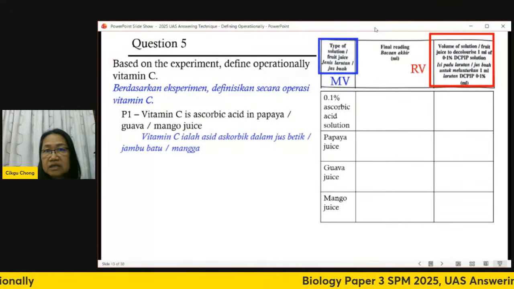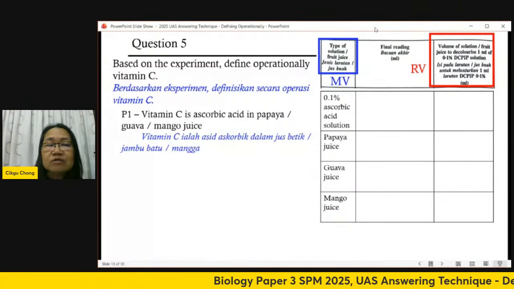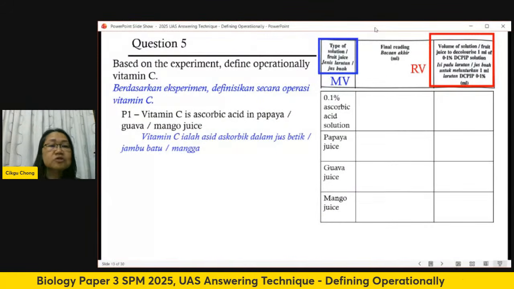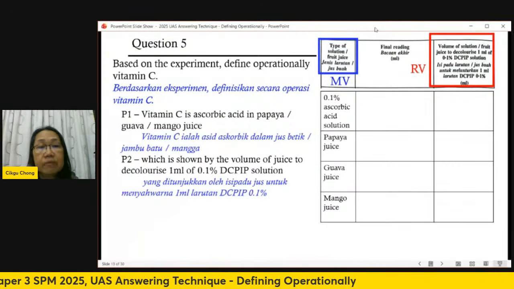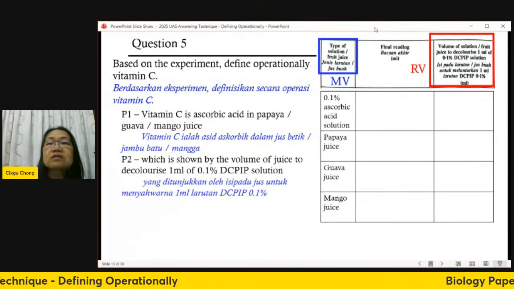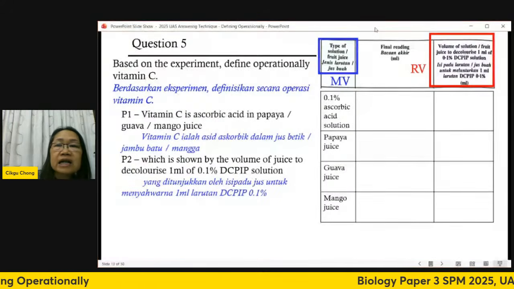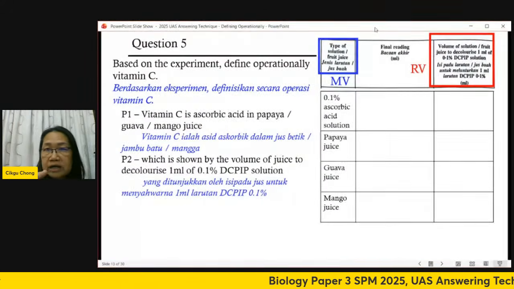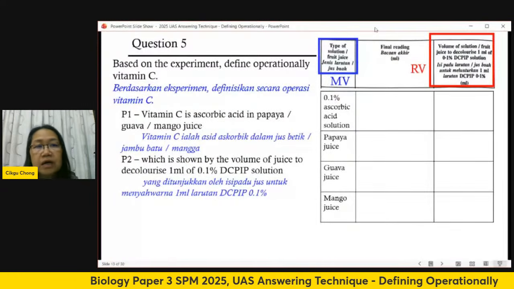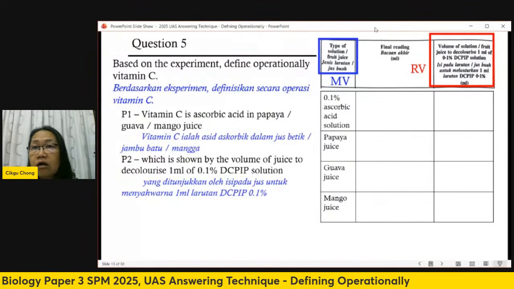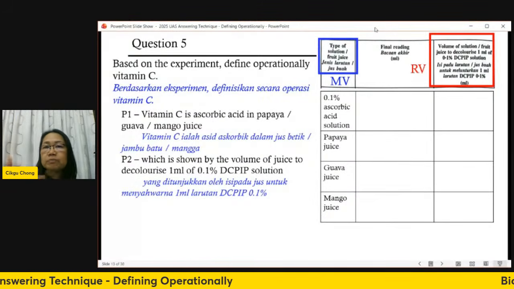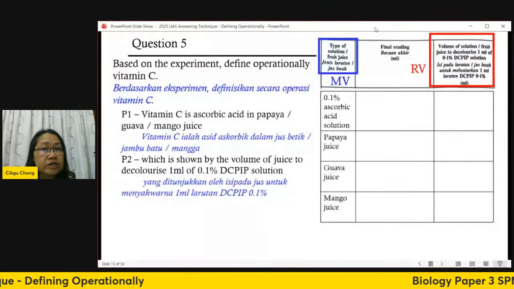Second point. I think you are getting there already. You more or less know, which is shown by what? The volume, RV. Shown by the volume of juice or volume of solution to be decolorized. How much? 1 ml. You must be specific. You cannot just say this decolorized DCPIP. You must say 1 ml of 0.1% DCPIP solution. Just copy, okay? Because it's given in the question already.